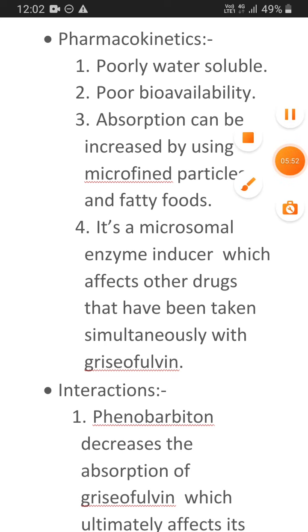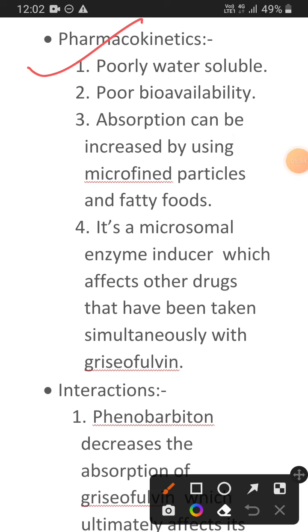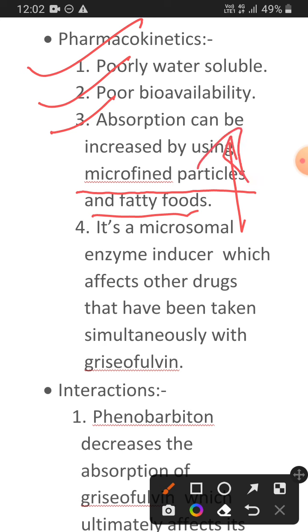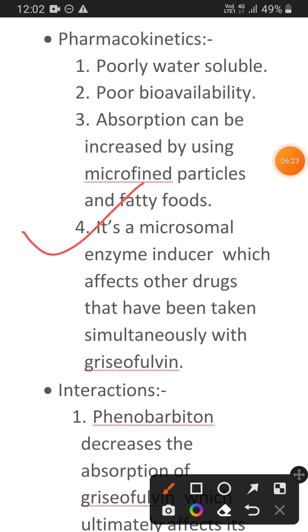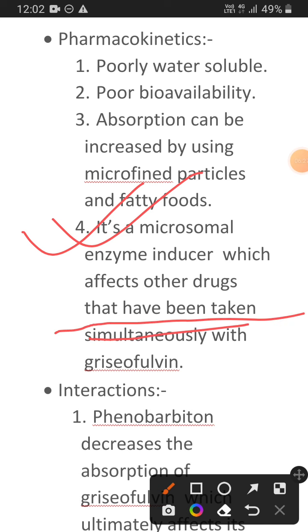So in the pharmacokinetics, we have learned that poorly water soluble drugs have poor bioavailability, but we can make up for this by simply increasing the absorption by using microfine particles and fatty food. A question may come: how can you increase the bioavailability of griseofulvin? You simply increase the absorption by using microfine particles and fatty food. It is a microsomal enzyme inducer, and it affects other drugs that have been taken simultaneously with griseofulvin.